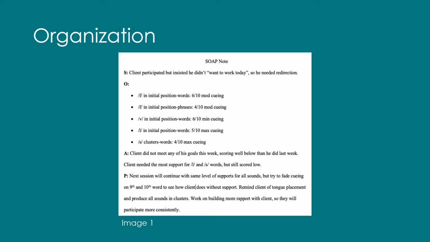Your SOAP note should look something like this. Each section is straightforward and organized. Each section starts with a letter and a colon and is followed with the corresponding information. It is appropriate to list data and bullets for the objective.